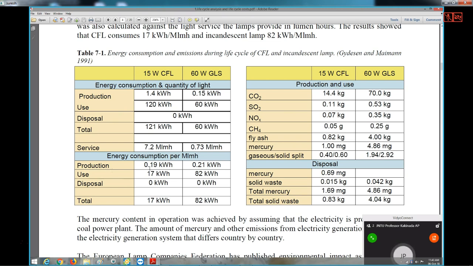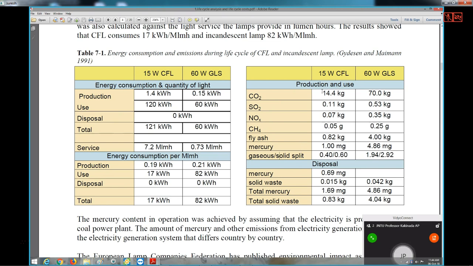Now coming to production, energy consumption per million hours is 0.19 kilowatt hour and this is 0.21 kilowatt hour, and usage is 17 kilowatt hour, and 80 kilowatt hour for this incandescent lamp. Disposal, both have zeros. The total energy consumption is 17 kilowatt hour, and the 60 watt fluorescent tube consumes 82 kilowatt hour. Coming to the production of gases: carbon dioxide, sulfur dioxide, nitrous oxides, CH4, fly ash, mercury, and gaseous and solid splits, and we are going to concentrate on everything.